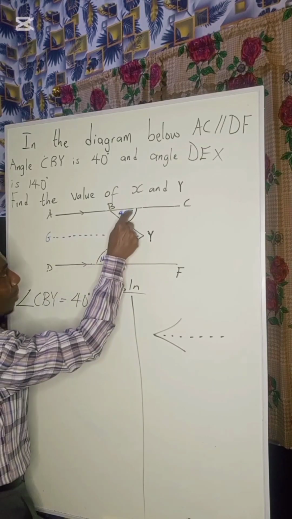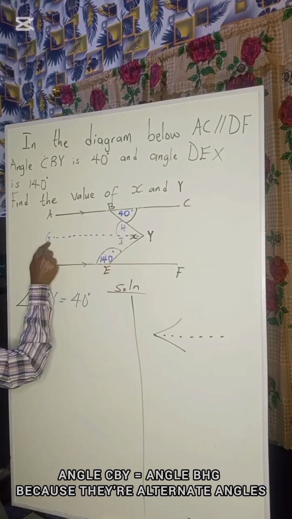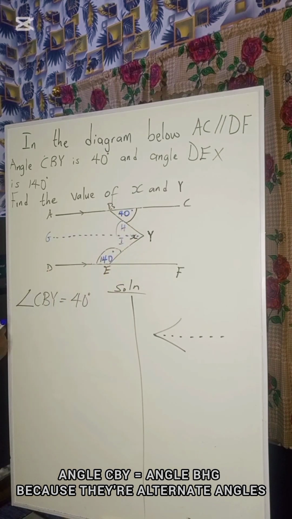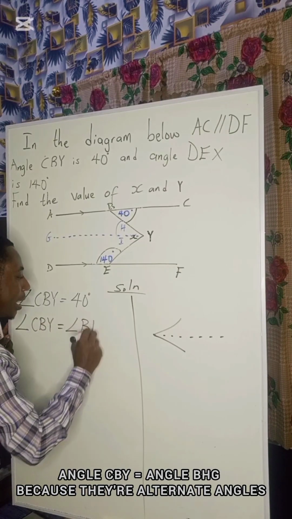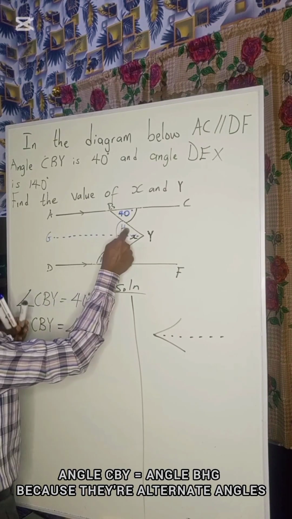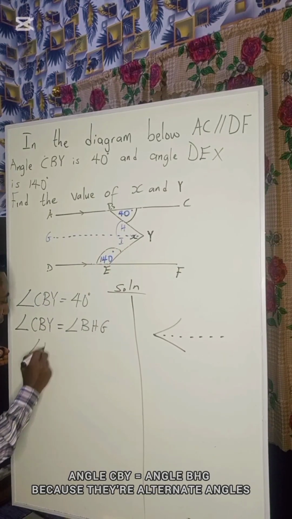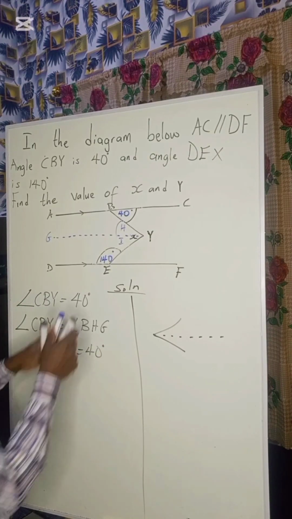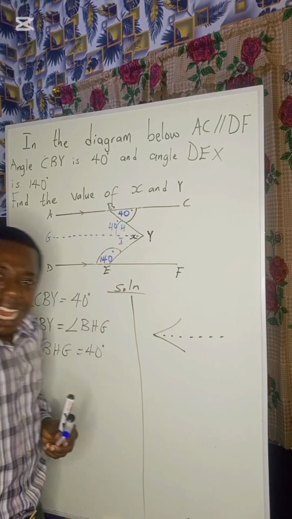So if that is the case, then this angle is the same as this. What's the name of this angle? BHJ. We have split the x, so we are looking at the one up here. So angle CBY is equal to angle BHG, this side, the H. If this is 40, then our angle BHG is also 40 degrees. So we now know this side also to be 40 degrees. Now we are left with I.